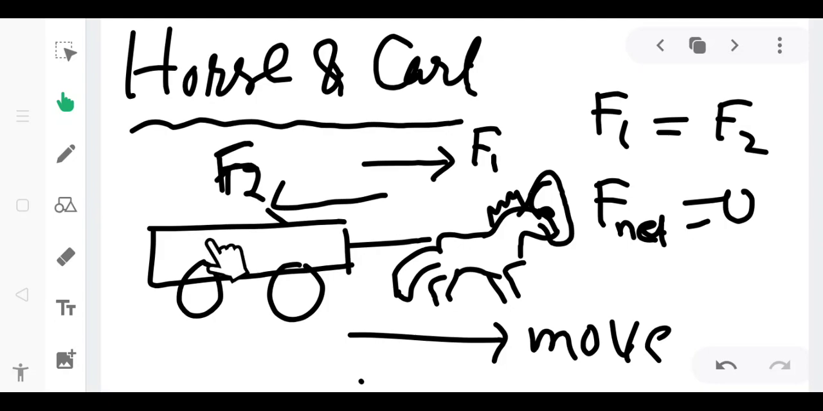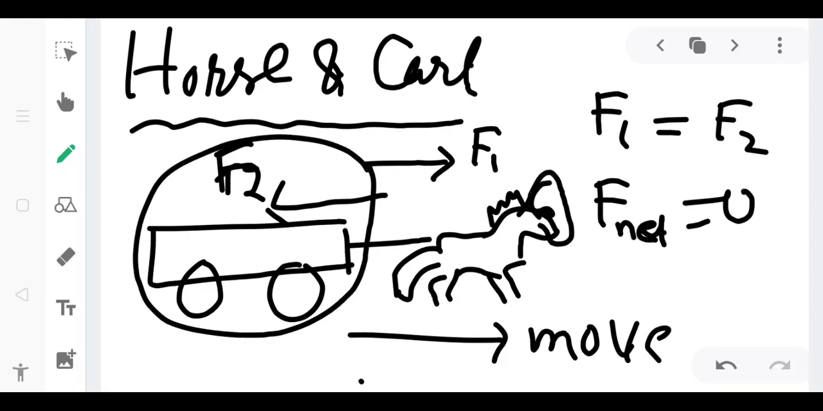But we haven't told which one is the system to be considered. Here, out of cart and horse, we can consider cart as a system, or horse as a system, or horse and cart together as a system. But when we are discussing this F1 net force, we haven't decided the system. Right. Now let us decide that our system is cart.